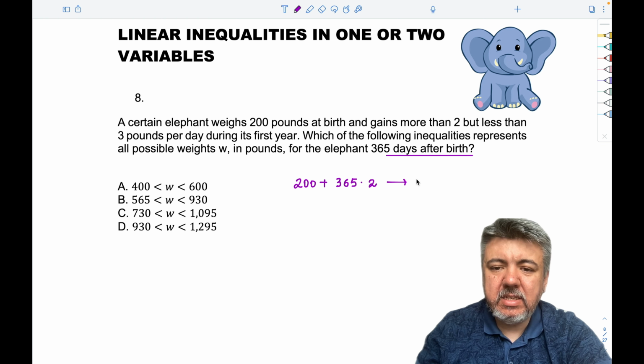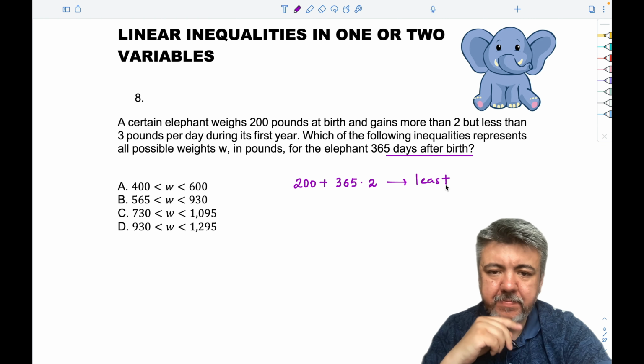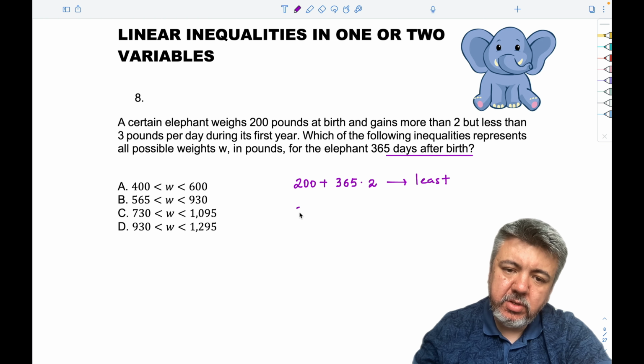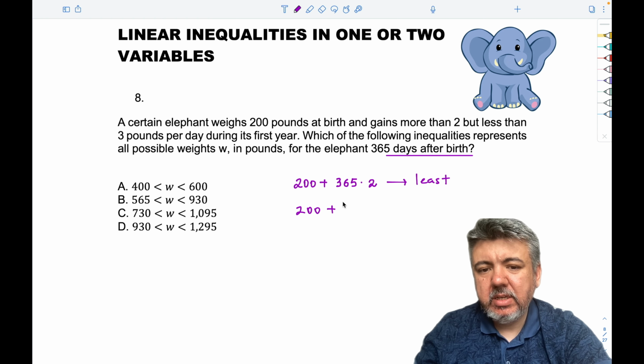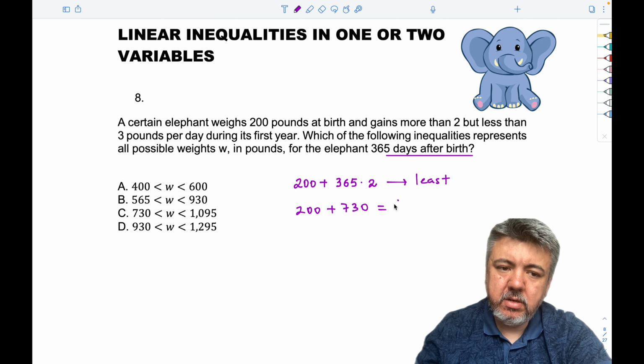That's the least it will weigh in 1 year. So it's going to be 200 plus 730, which is 930 at least.